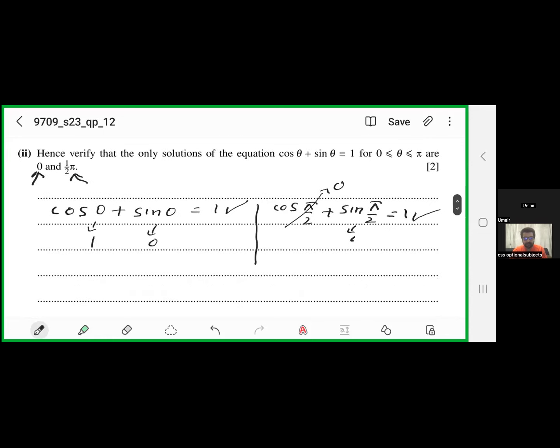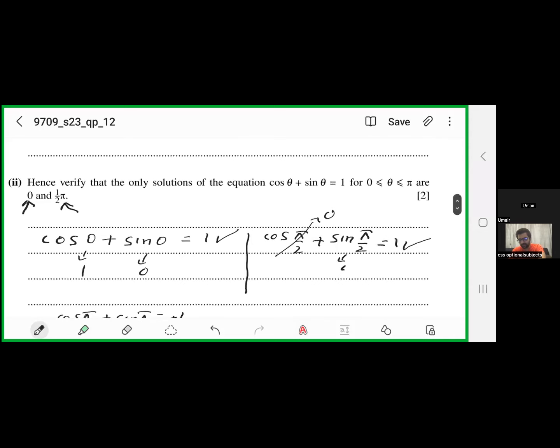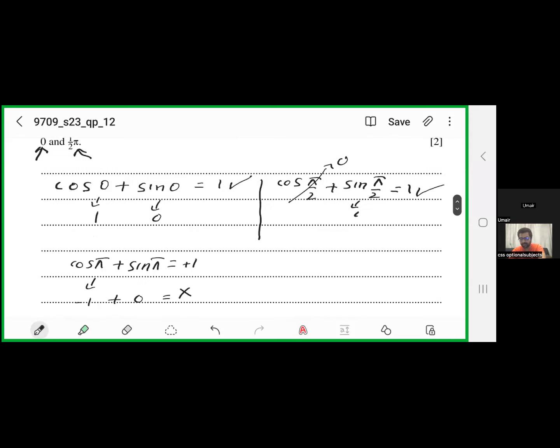However, if you use any other value in this equation, your answer will not be equal to the right side. You can verify that by using cos pi plus sine pi, whether this is equal to 1. Cos pi or cos 180 is minus 1. Sine pi is 0. So this is not equal to the right side. So you can prove this in this way.